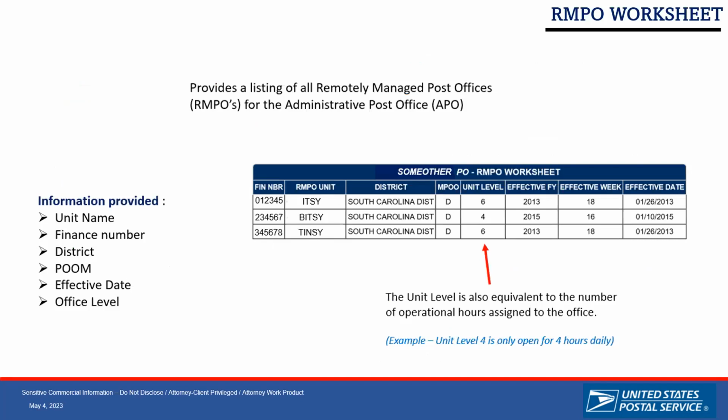And then the last of the analysis worksheet is your RMPO worksheet. And this just provides a listing of all remotely managed post offices. And then it gives you your information that's accredited to that AO. The unit level is also the equivalent of the open daily hours. So if the RMPO is a level 4 unit, then that means it's open 4 hours each day. It gives you the effective week and the effective date that the RMPO was actually established.